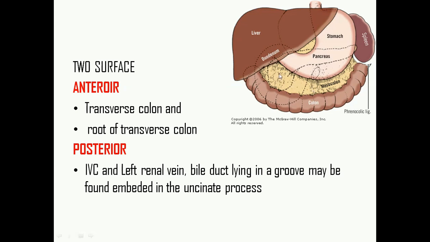This is the anterior surface, which corresponds to the lesser curvature and the greater curvature of the stomach, and it is also related with the transverse colon. The root of the transverse mesocolon also crosses it.